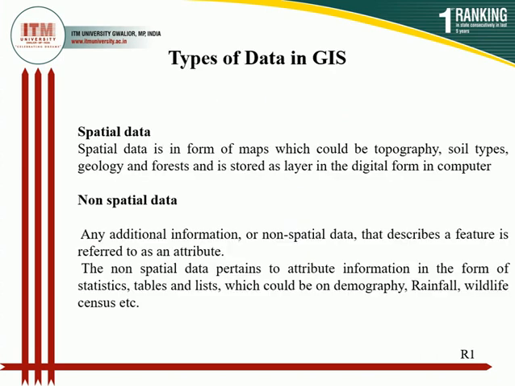Now there are two types of data which are present in the GIS. One is the spatial data and the second one is the non-spatial data. Under spatial data, different maps are included, like topographic, soil types, geology or forest type maps, and they are converted into digital form in the computer. Non-spatial data basically includes the data which are in tabular form, like demographic data, rainfall, wildlife data, census, etc.